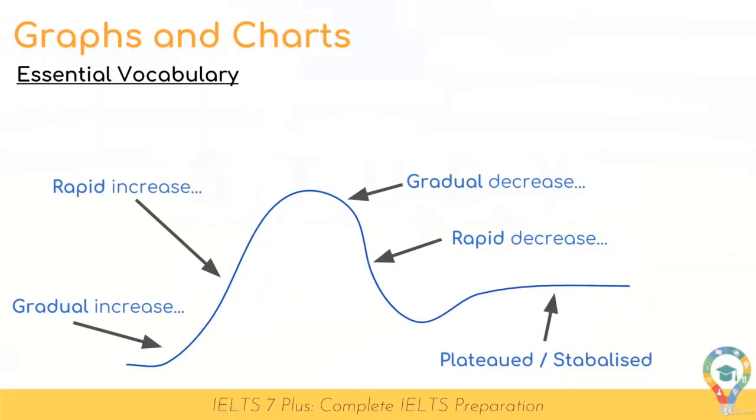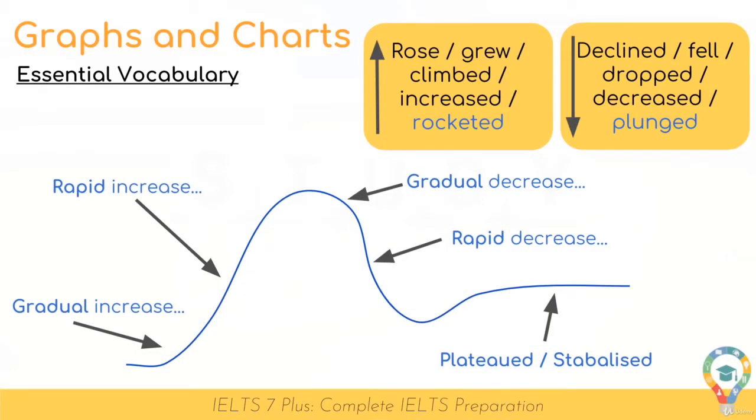Now we'll move on to vocabulary all about graphs and charts. Here are 5 common trends that you will see with graphs and charts, and we have both gradual and rapid changes. As well, we also have a plateau, or we could say that it is stabilized. Here are your synonyms for increase and decrease.